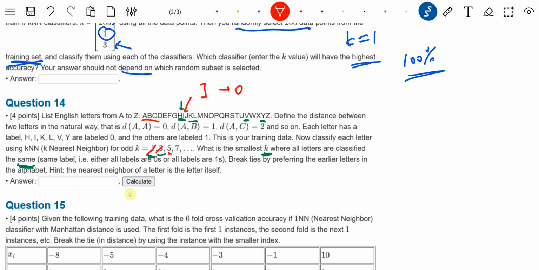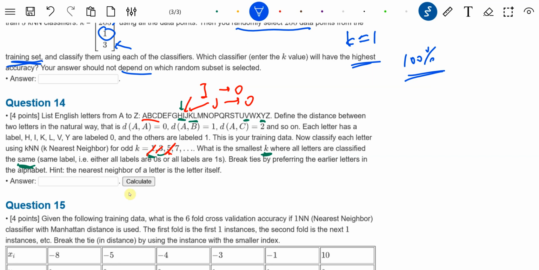For 5, let's see, if we look at J, what are the 5 nearest neighbors? H, I, J, K, L. Four of them are 0, so we are still going to predict J as 0. Most of these others are 1 and J is 0, so not everything is classified as the same. So not 5. What about 7?